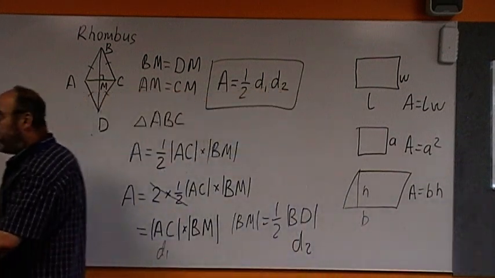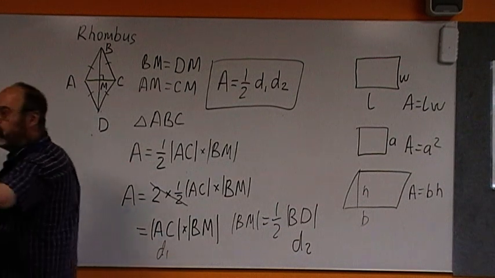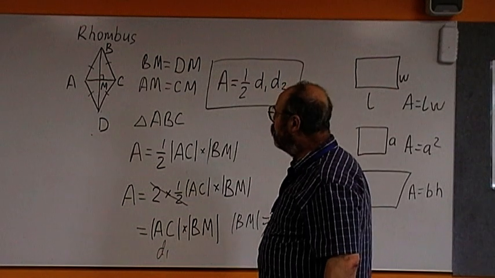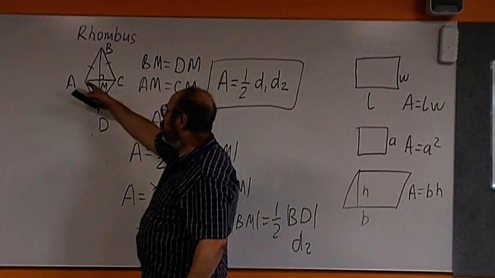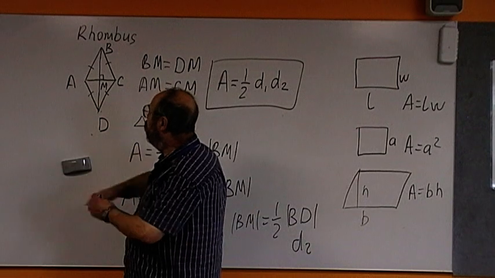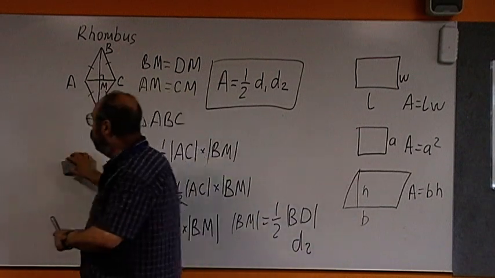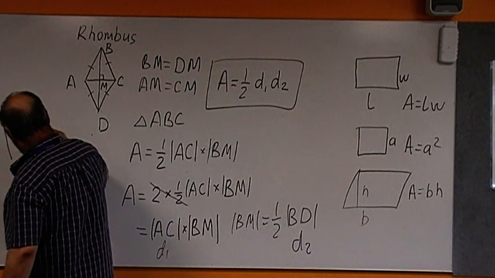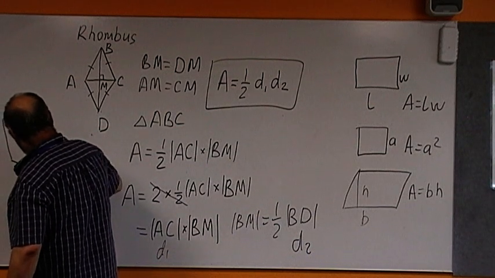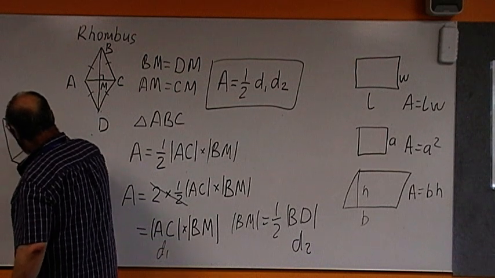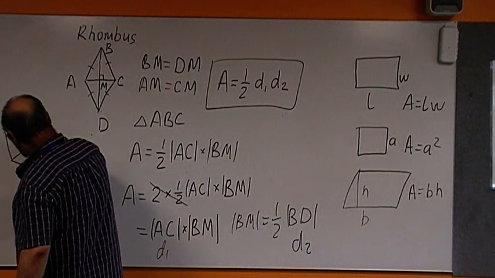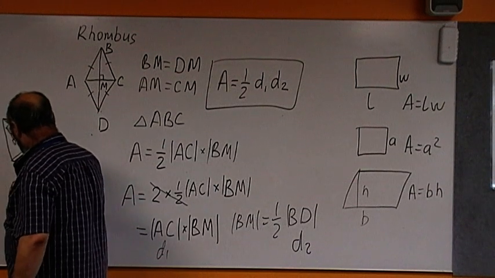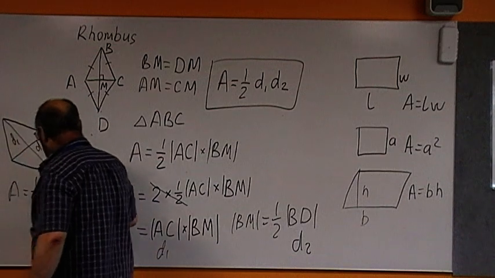Josh asks: isn't that horizontal? Yes, good question. AC is horizontal in this case, but it is a diagonal. It's connecting two opposite corners. I can draw the rhombus not necessarily in this way. For example, I can position it something like this. It will not be horizontal, but it still has diagonal 1, diagonal 2, and its area will be equal to 1/2 diagonal 1 times diagonal 2.